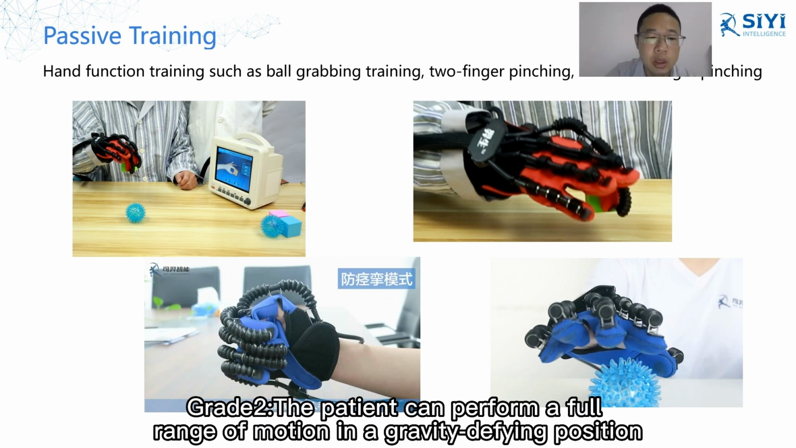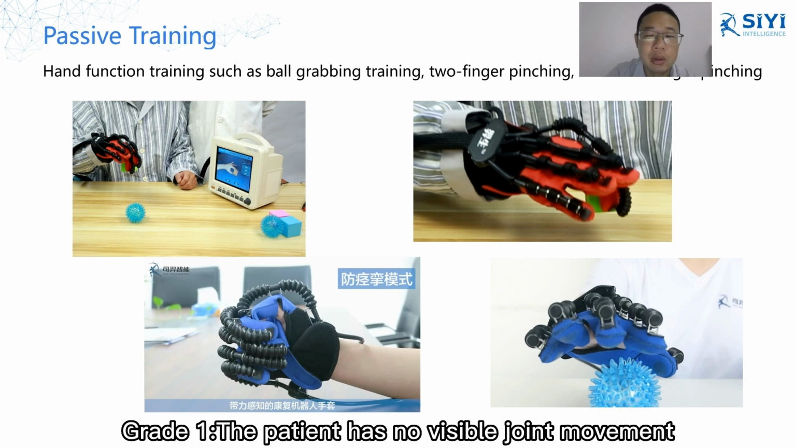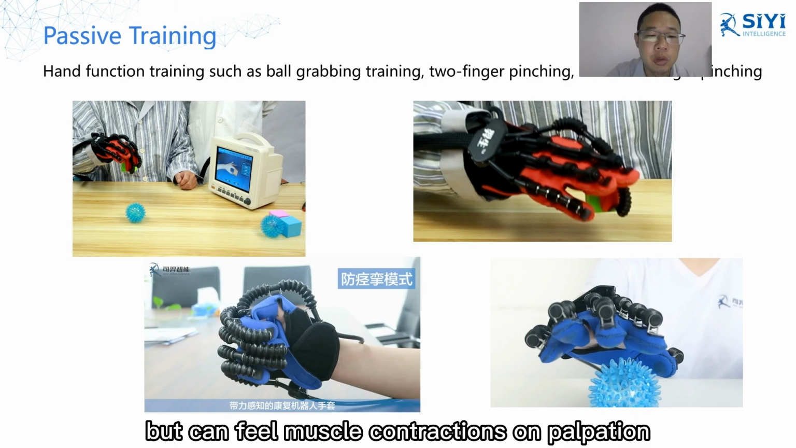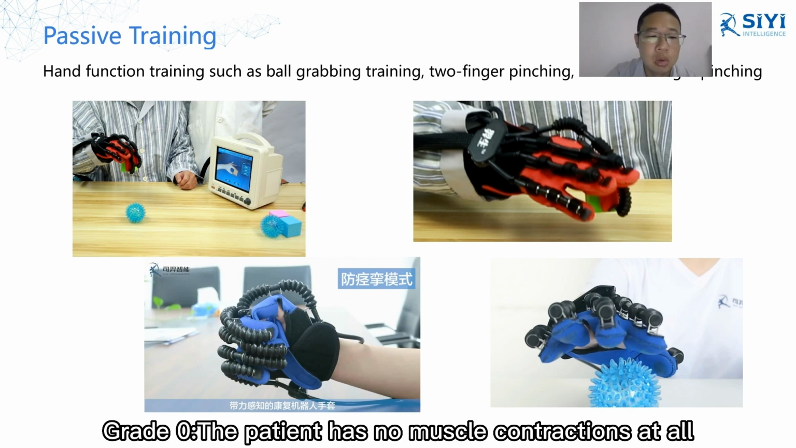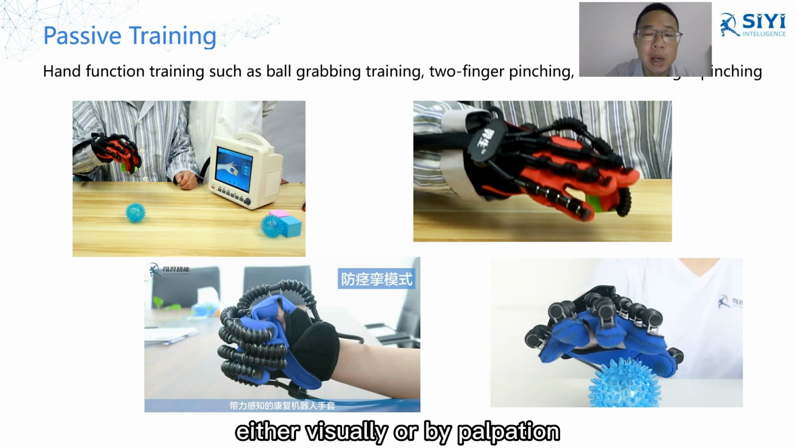Grade 2 means the patient can perform a full range of motion in a gravity-eliminated position. Grade 1. The patient has low visible joint movement but can feel muscle contraction on palpation. Grade 0. The patient has no muscle contraction at all, either visually or by palpation.